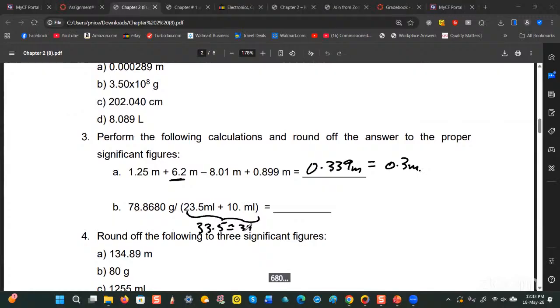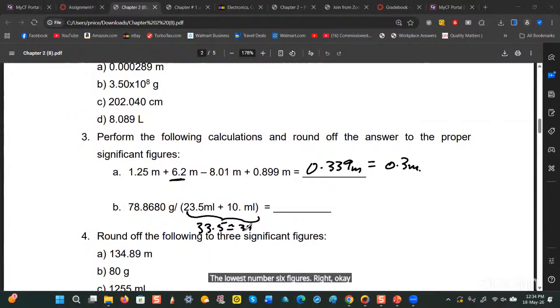78.8680 divided by 34. Okay, I got a long string of numbers. So my question to you is, to what extent do we round this off to? What's the rule for dividing? Round to the same number of significant figures. The lowest number of sig figs.